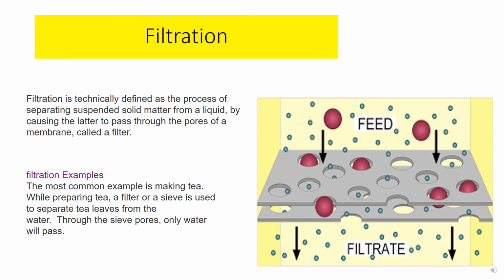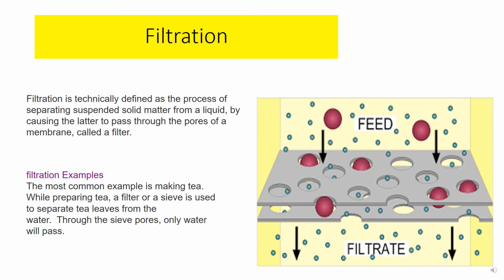Let's move towards filtration. Filtration is a process in which water molecules and extremely small solutes are forced to move through a selectively permeable membrane. Remember, we are talking about a selectively permeable membrane, and small solutes are forced by water pressure or blood pressure. The material obtained after filtration is called filtrate.